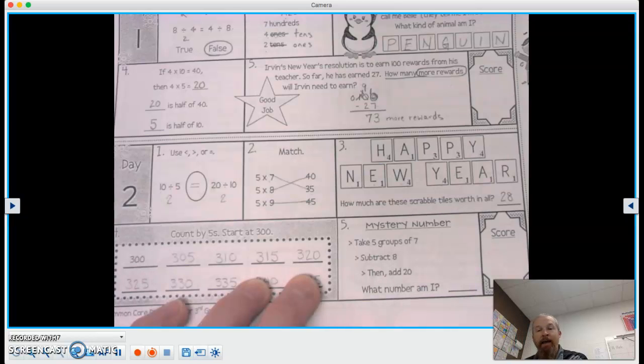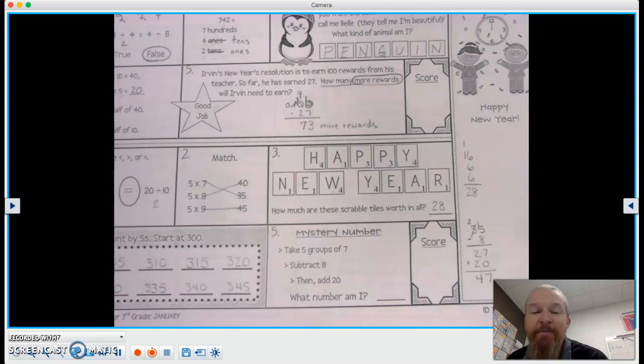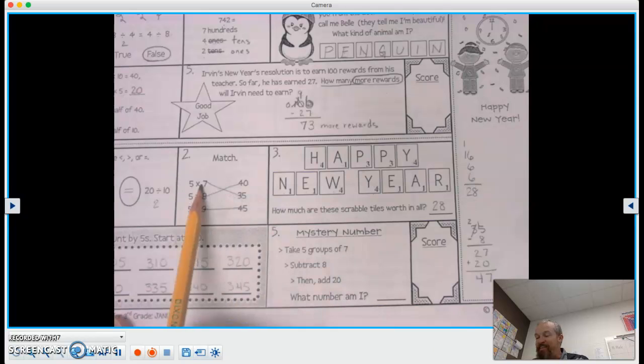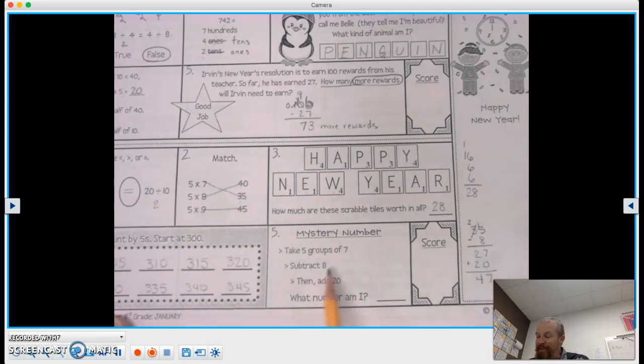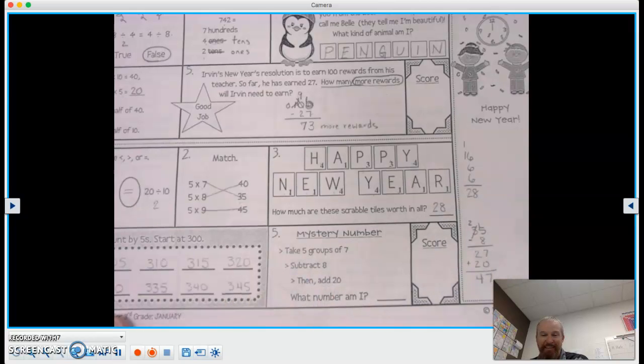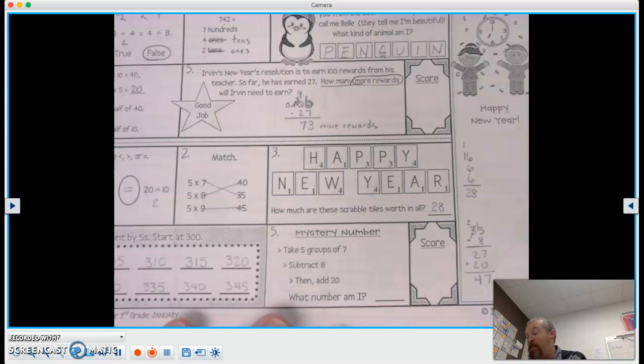What number am I? Oh, I missed it. You missed all my work there. I'm sorry. So again, 5 groups of 7 was 35. And we're going to subtract 8 to give us 27. And then add 20 to give us 47. What number am I? 47.